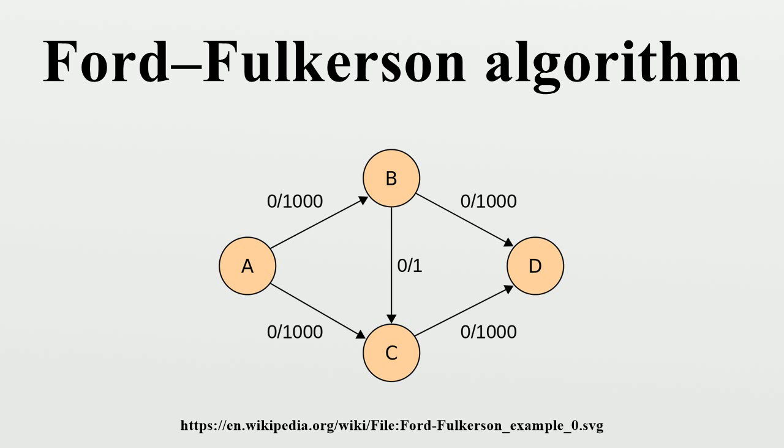def find_path(source, sink, path): if source == sink, return path. for edge in self.get_edges(source): residual = edge.capacity - self.flow[edge]. If residual > 0 and edge not in path: result = self.find_path(edge.sink, sink, path + [edge]). If result != None, return result.